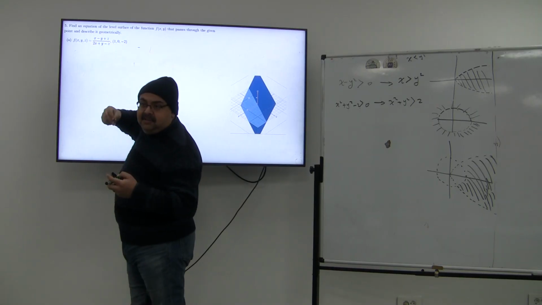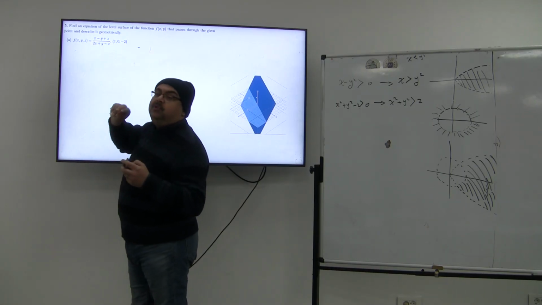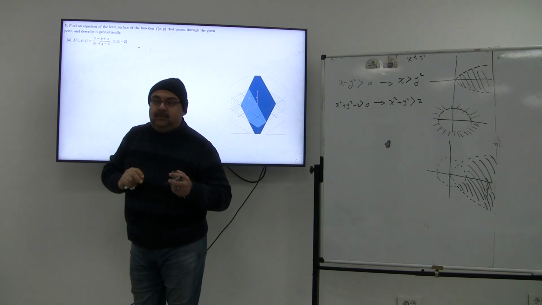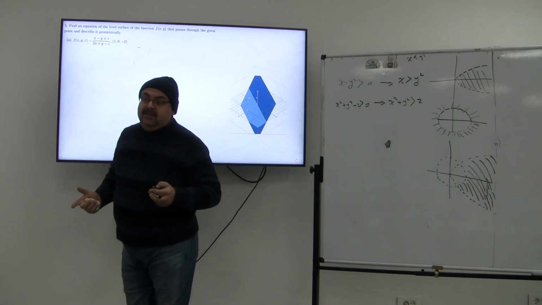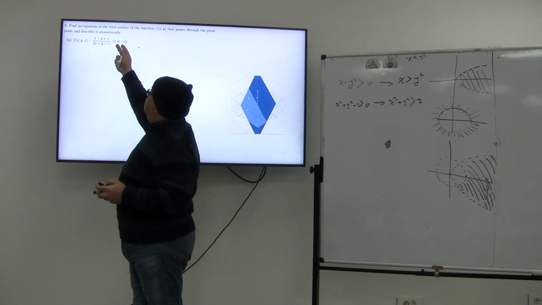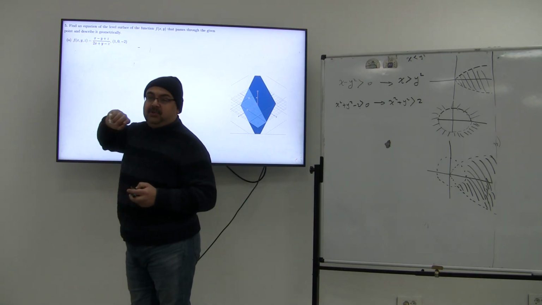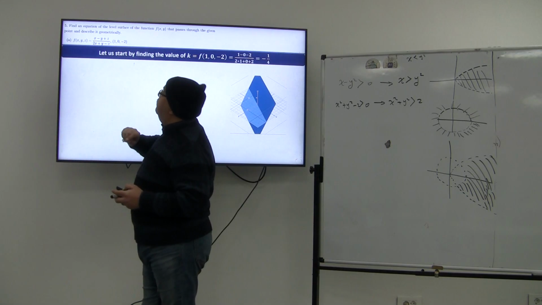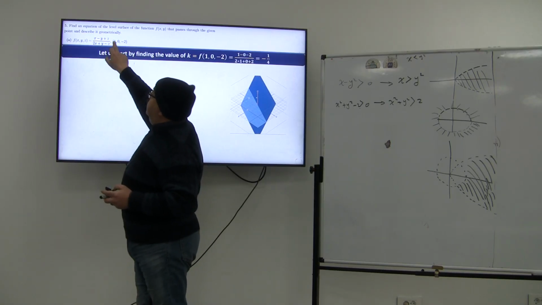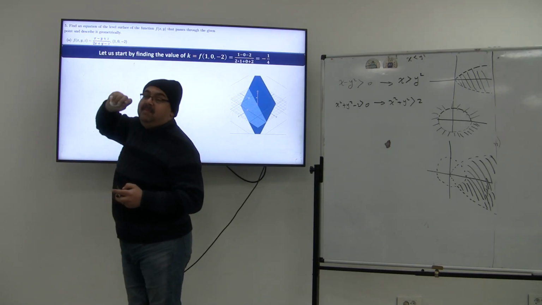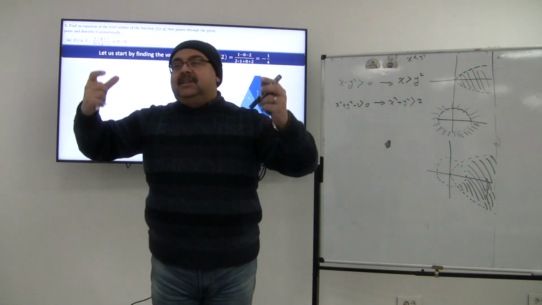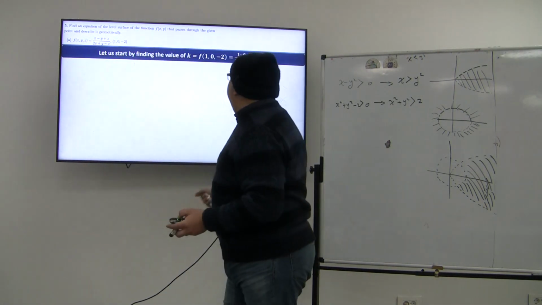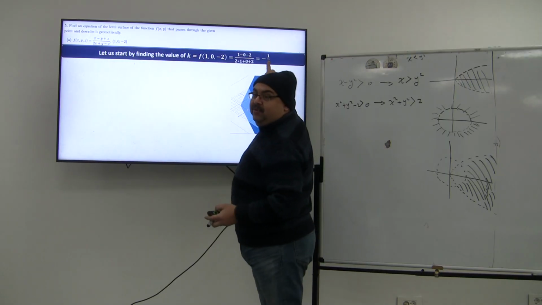How to do it? The first step, I will need to find the value of k, because I don't have the value of k. But I have another piece of information, that this level satisfies this equation. So I will start from this information. I will substitute by (1, 0, -2) in the main function, because the level is one of the surfaces that exist on the function. Now I have k. k is equal to -1/4.